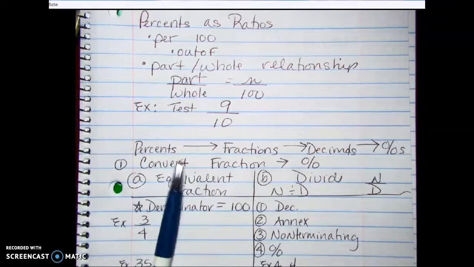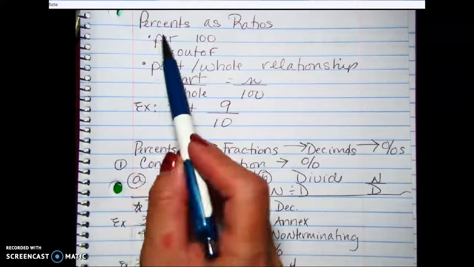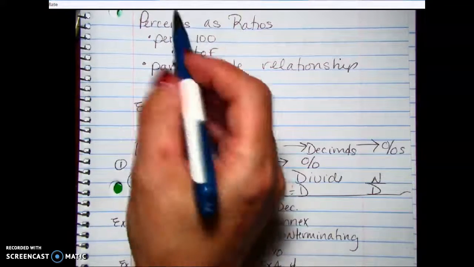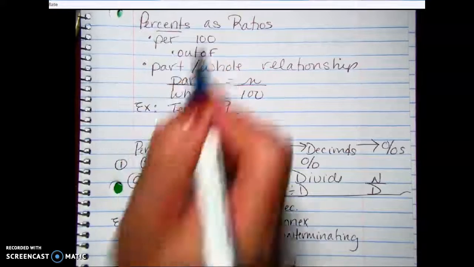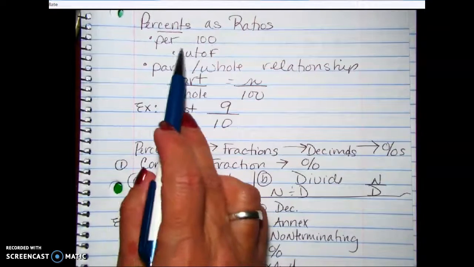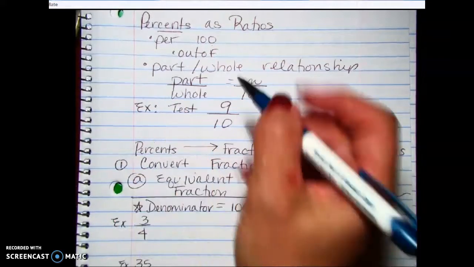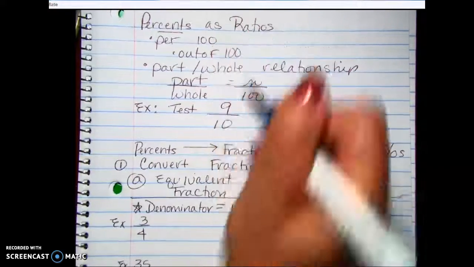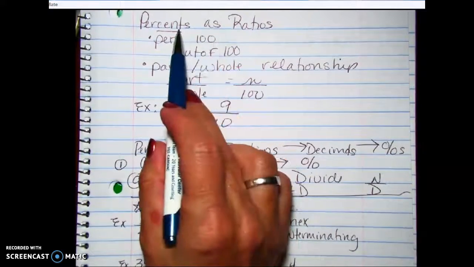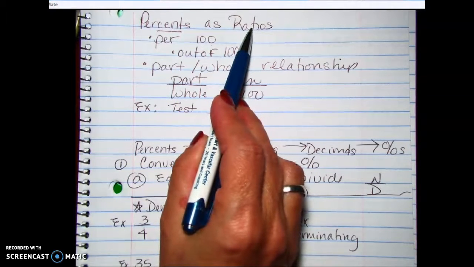So today we worked on percents as ratio. The word percent literally means per 100. Cent means 100. So oftentimes we'll say a certain number out of 100. So we have percents as ratio. So what is the ratio?